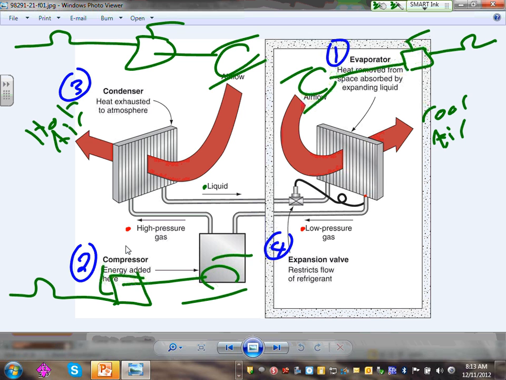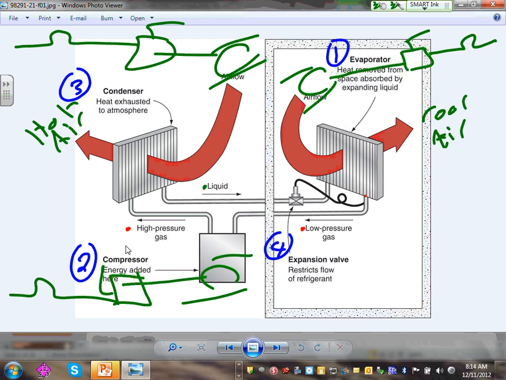One more time. The liquid goes into the evaporator. You blow air through this evaporator and collect the heat. By collecting the heat, the liquid changes into a low pressure gas. The compressor will pull the low pressure gas. You need a pump to pull it, as well as increase the pressure on it, reduce the temperature slightly, and change it into high pressure gas.